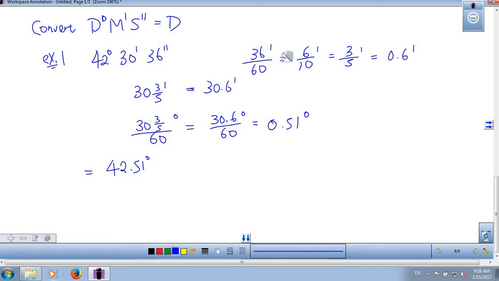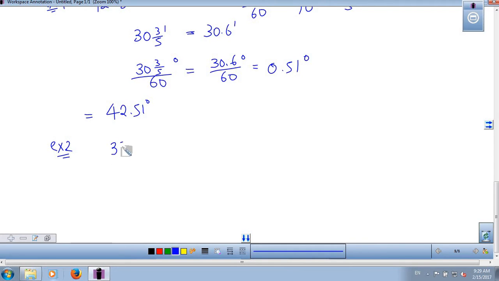Okay, so as you can see, we started with the seconds, converted seconds to minutes, then started with the minutes, converted minutes to degrees. Every time we convert, we divide by 60 because 1 degree has 60 minutes and 1 minute has 60 seconds. So that's 42.51 degrees. Okay, let's try another example here.